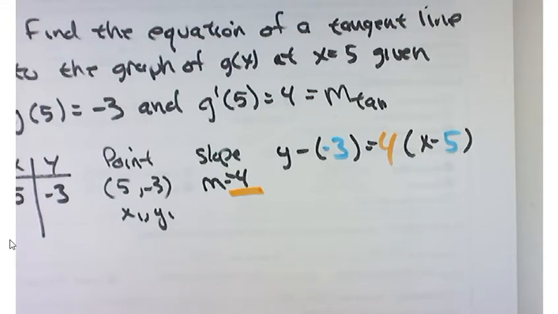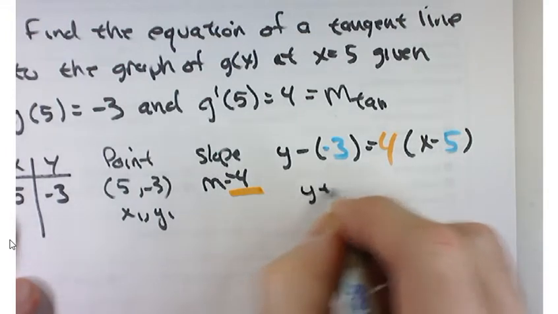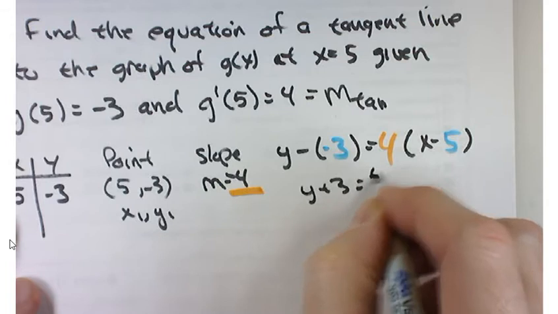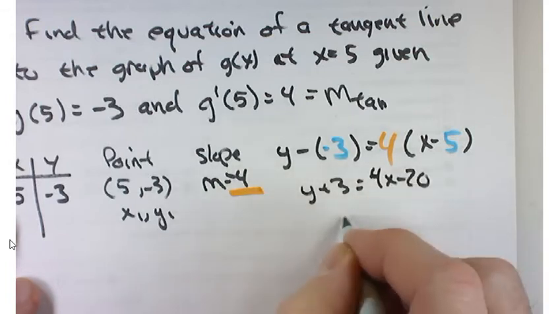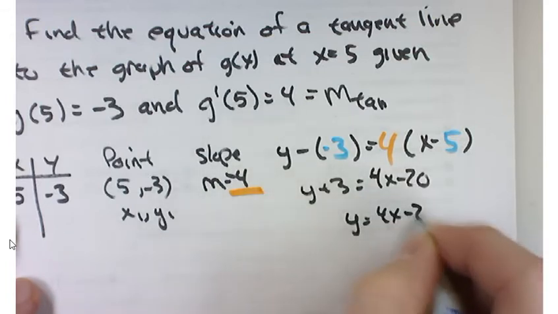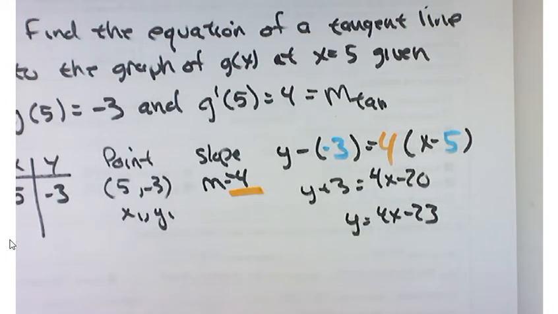Let's clean this all up. y plus 3 equals 4x minus 20. So y equals 4x minus 23. That's the equation of your tangent line. Not too bad.